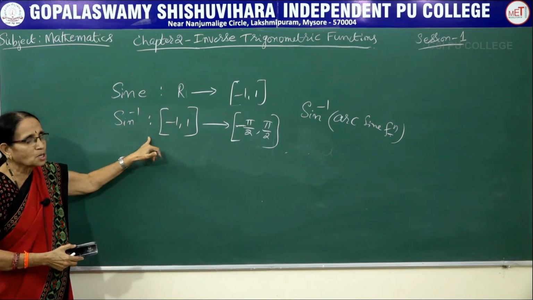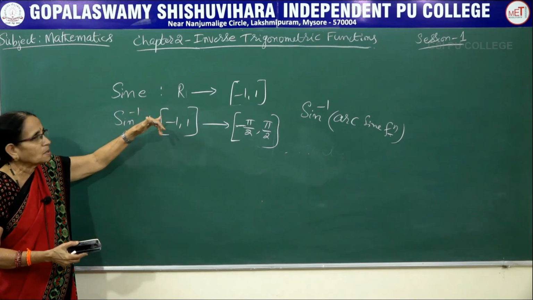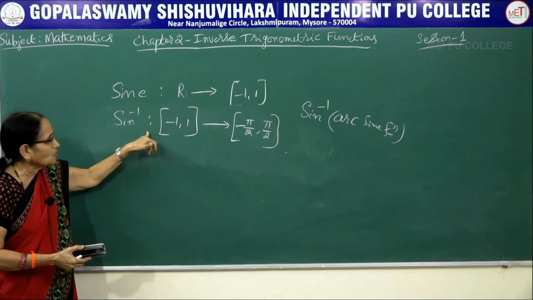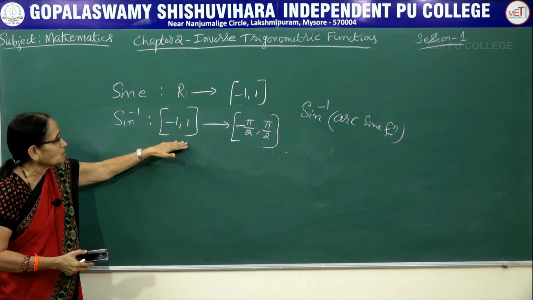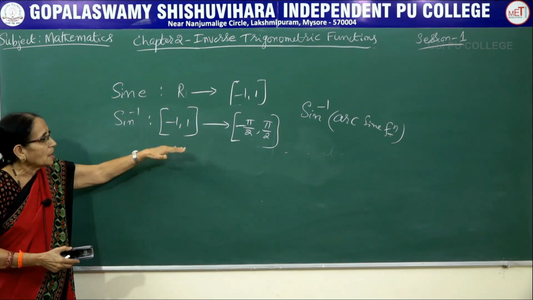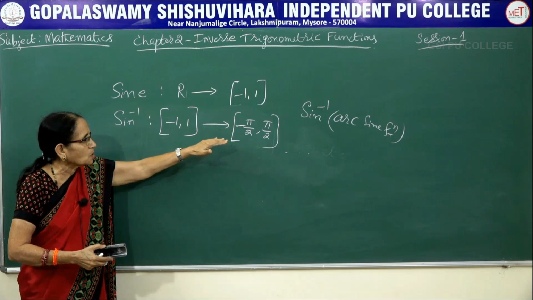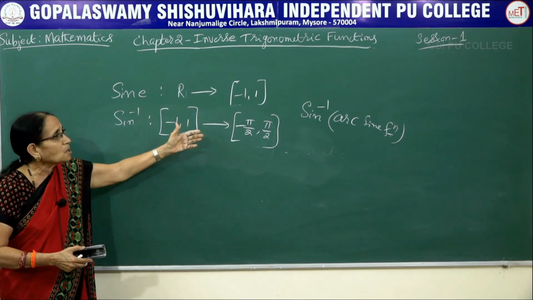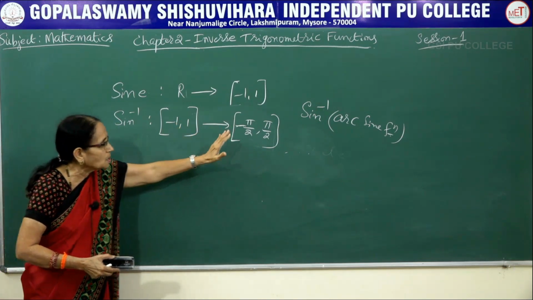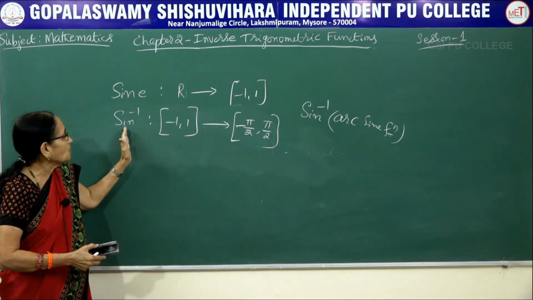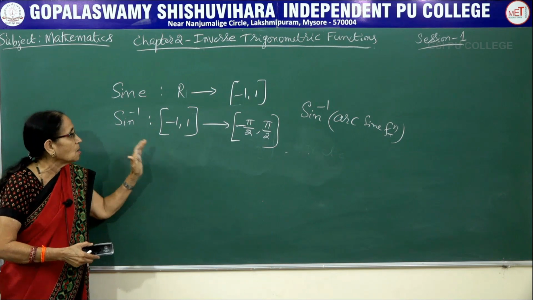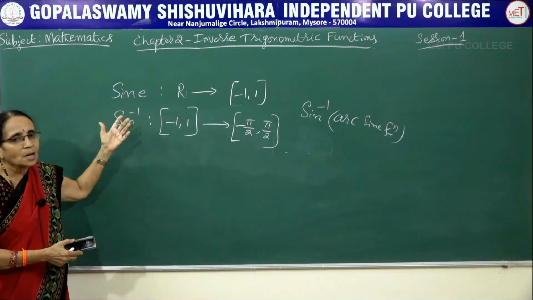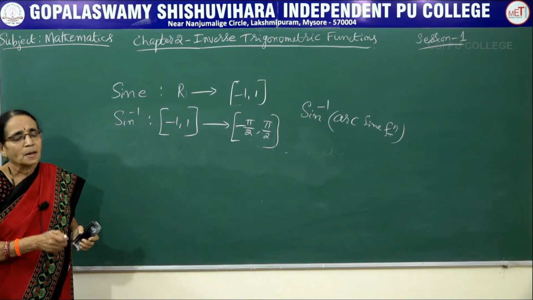Now this is the notation we use. As usual, as we define the function, the same way we define the inverse function also. Here the domain becomes the closed interval minus 1 comma 1, and the range becomes minus pi by 2 comma plus pi by 2. That is also a closed interval, because when we take only this particular branch, the function becomes both one-one and onto. Now this is the notation we use to denote the inverse of the sine function.